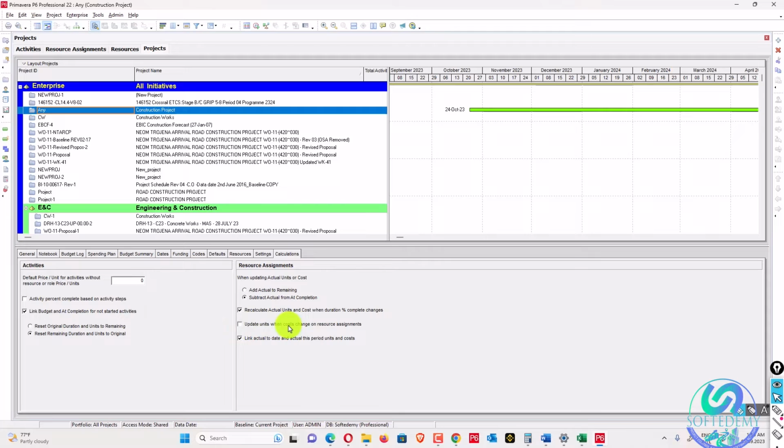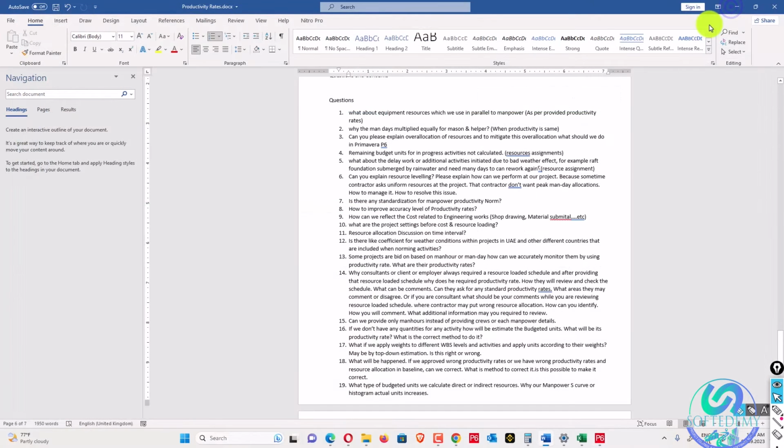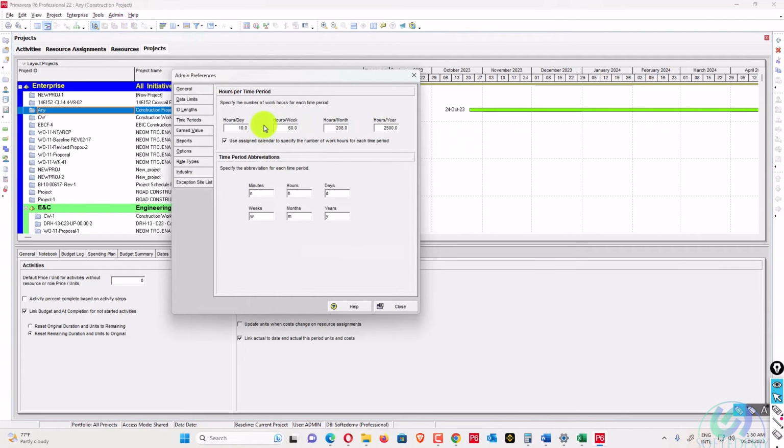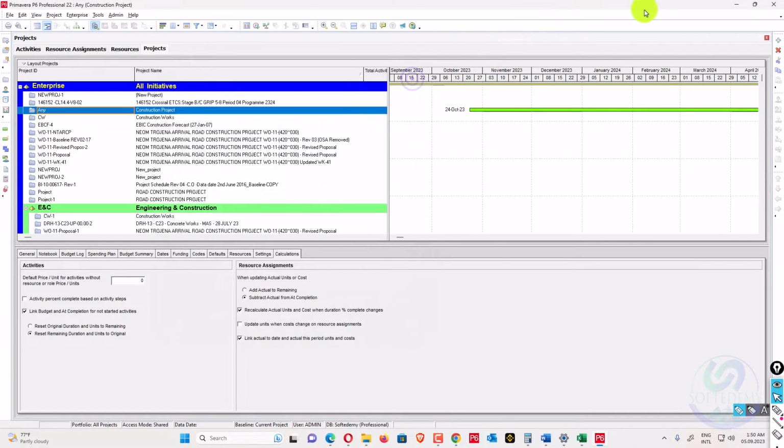If you are tracking your cost from your units, it's the reverse, so you can check this one, but don't check it in the normal case. So this is the project setting, which is a must. One more setting I consider is admin preferences, the fixed type of calendar for resource assignment, and the time scale: how many hours per week, how many hours per day, and how many hours per month should be calculated here.